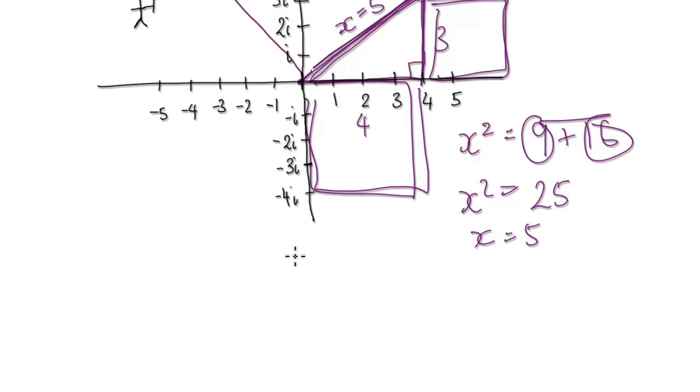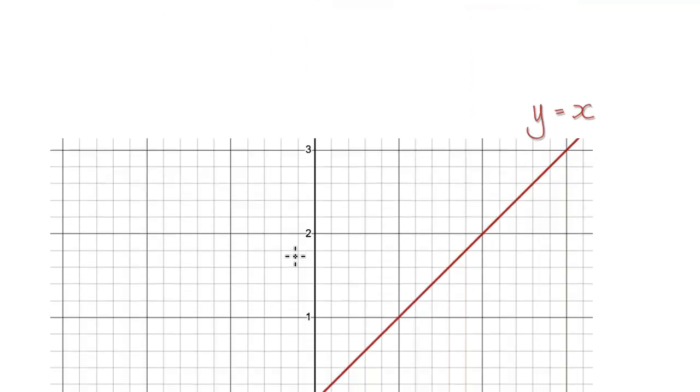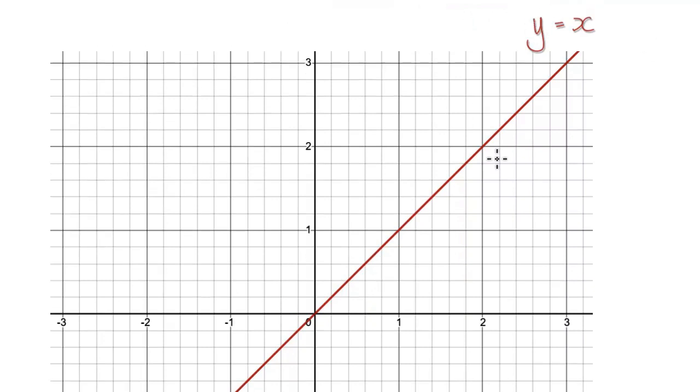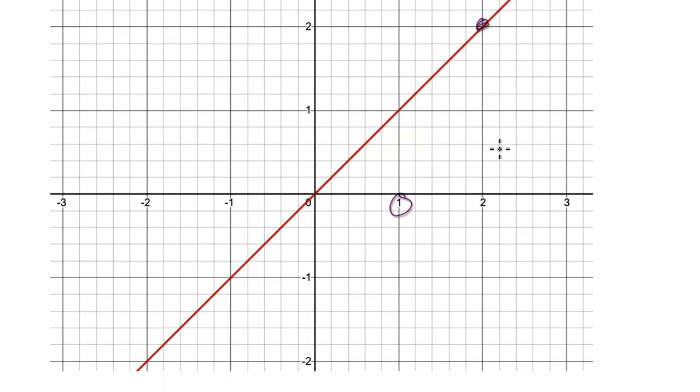Let me illustrate this further. If you were to draw a graph of y equals x, it would look like this. So when x is 1, y is 1. When x is 2, y would be 2. When x is negative 1, y would be negative 1. When x is negative 2, y would be negative 2.